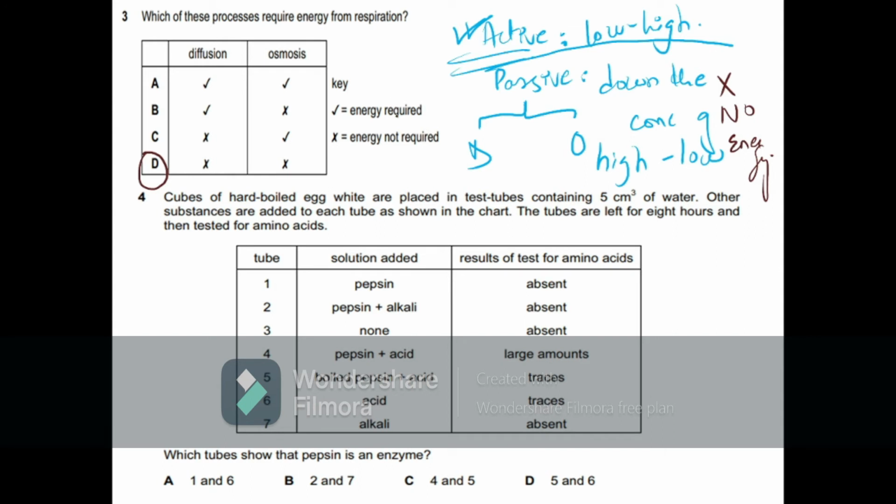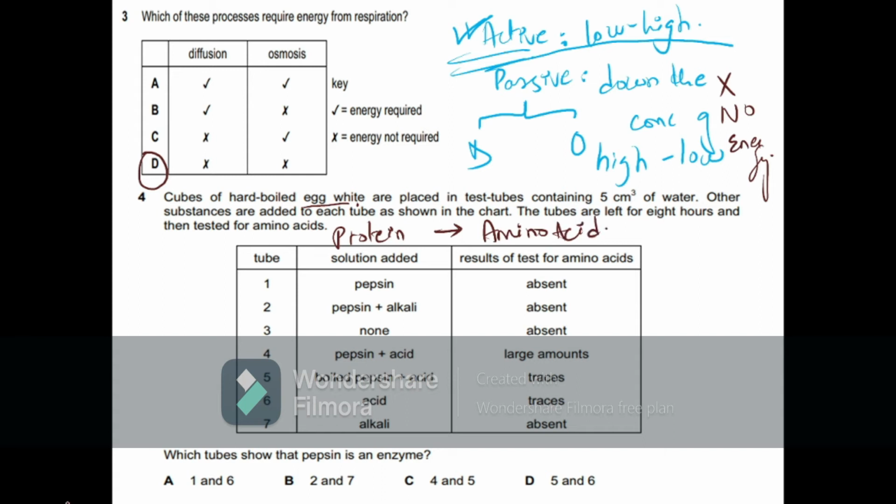Fourth one, cubes of hard-boiled egg white are placed in test tubes containing 5 cm cube of water. Other substances are added to each tube as shown in the chart. The tubes are left for 8 hours and then tested for amino acid. Okay. Egg white contains protein, and protein should convert into amino acid by the action of enzyme.